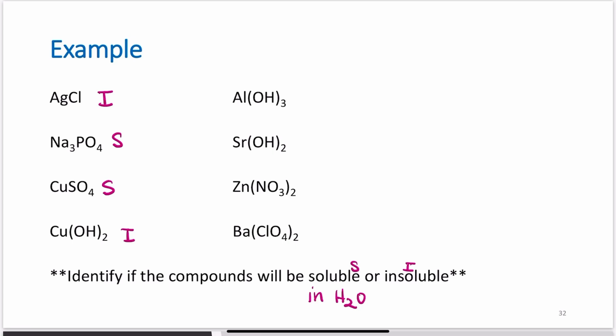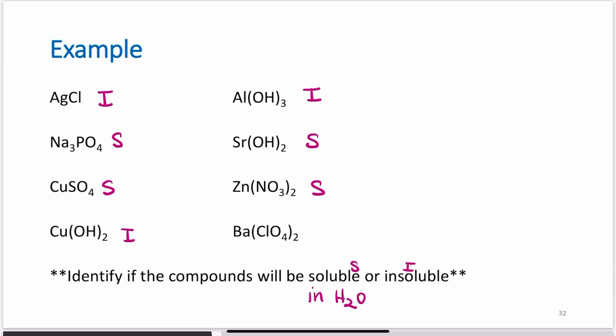Aluminum hydroxide, same reasoning as before. Hydroxides are usually insoluble. They're only soluble if it's a strong base. This is not a strong base, so this will be insoluble. Strontium hydroxide. Strontium hydroxide is a strong base, so this will be soluble. Zinc nitrate. Zinc isn't anywhere on my solubility rules. However, nitrate is. And it says nitrate is always soluble, so I know this will be soluble.